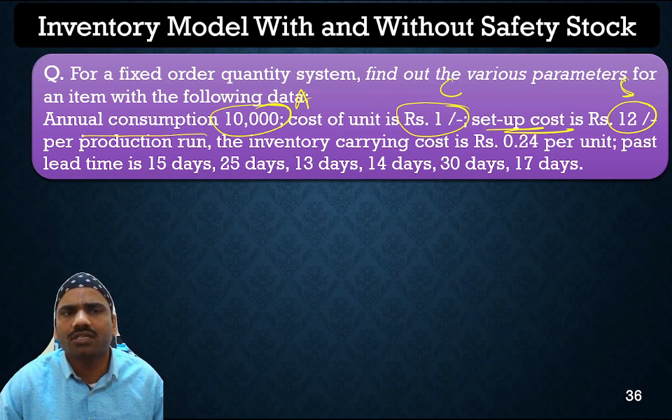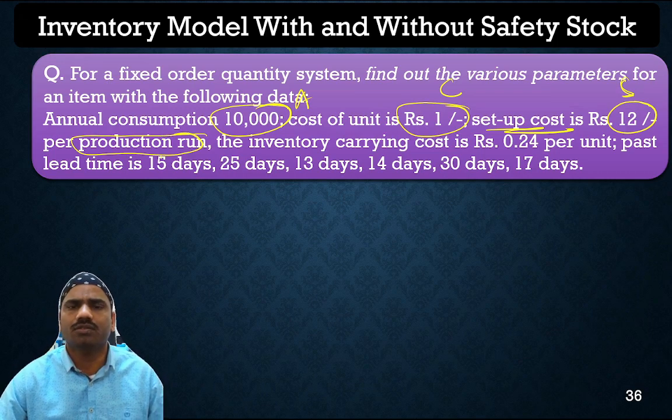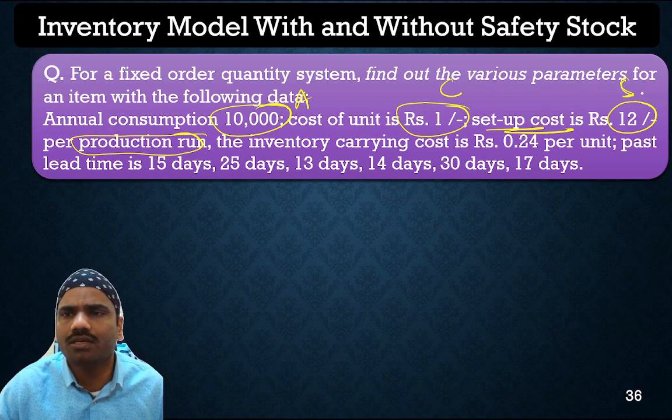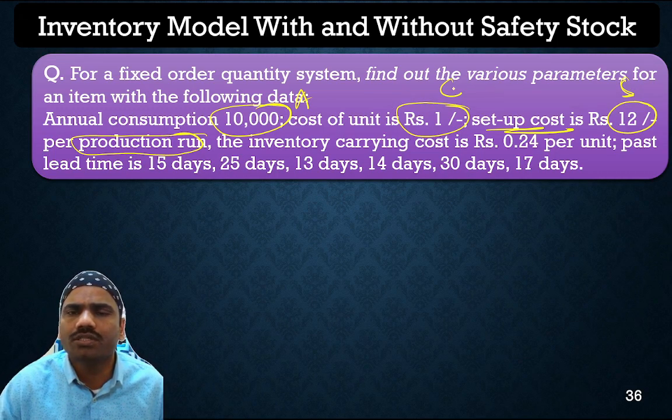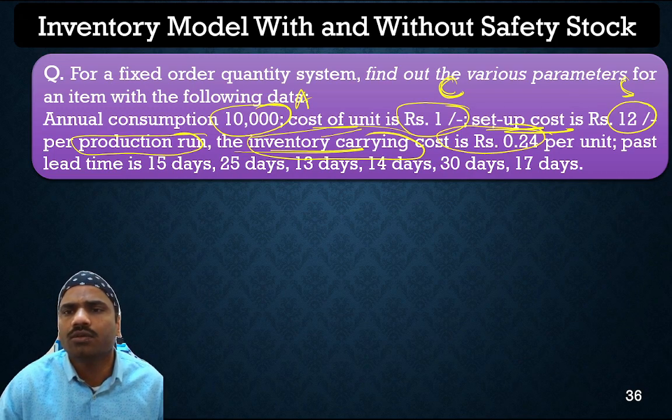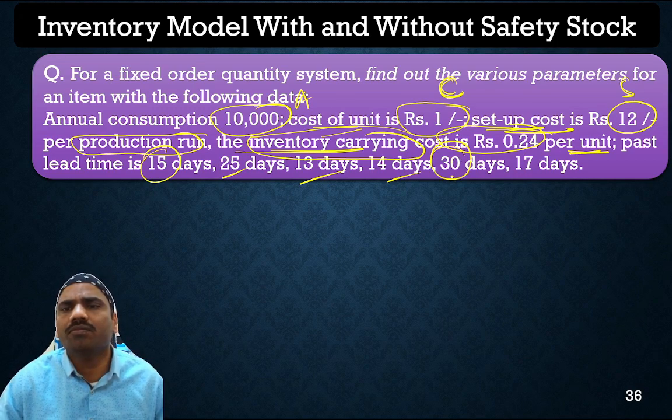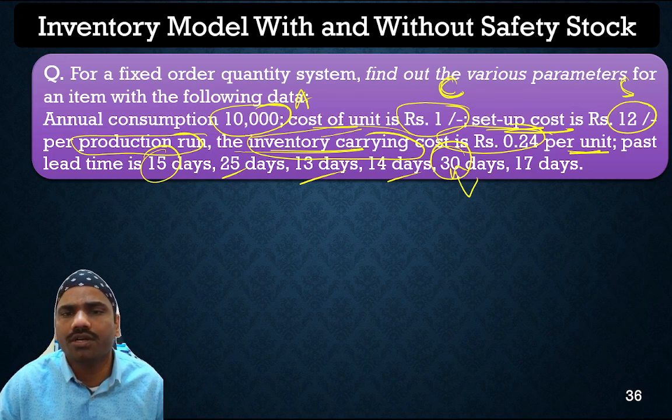Setup cost is generally per production run, which means if you are producing one time, you have to pay a setup cost of rupees 12. Unit cost C is 1 rupee. We have to pay an inventory carrying cost of 0.24 rupees per unit. Lead times are given as 15, 25, 30 days. From these values we will find the average lead time, and the maximum lead time is 30 days.